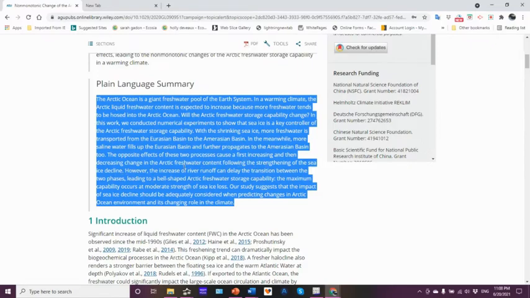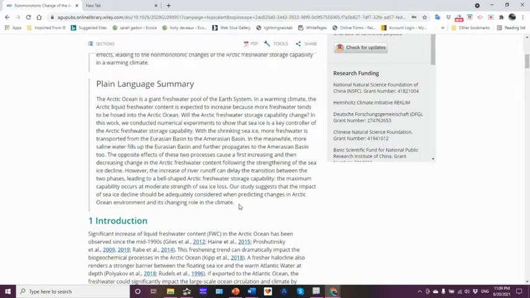However, the increase of river runoff can delay the transition between the two phases, leading to a bell-shaped Arctic freshwater storage capability. The maximum capability occurs at a moderate strength of sea ice loss. Our studies suggest that the impact of sea ice decline should be adequately considered when predicting changes in Arctic Ocean environment and its changing role in the climate. Okay, so what are they talking about here?